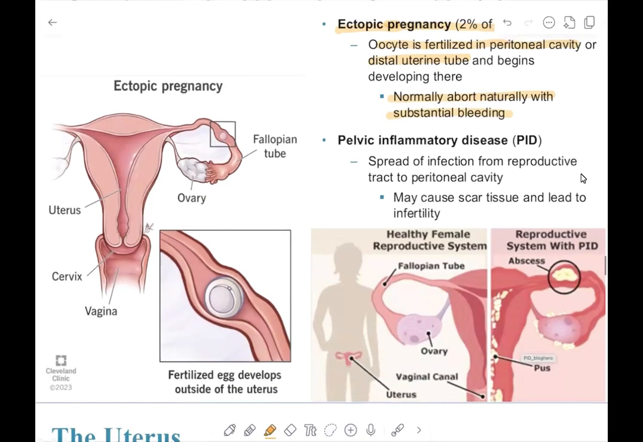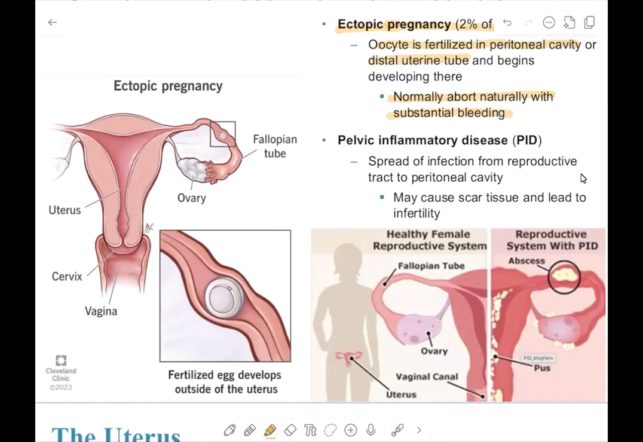So on the left-hand side of this slide, you can see an ectopic pregnancy, which is shown in this region. This would be pretty much closer to the isthmus than the ampulla. The ampulla is the region where fertilization should occur. So here we can see a fertilized egg developing outside of the uterus. Not only is it fertilized, but it develops in that area. It should be fertilized in the uterine tube, in the ampulla, but then it should continue into the uterus where it's going to develop for implantation, which will be the topic of the next chapter.